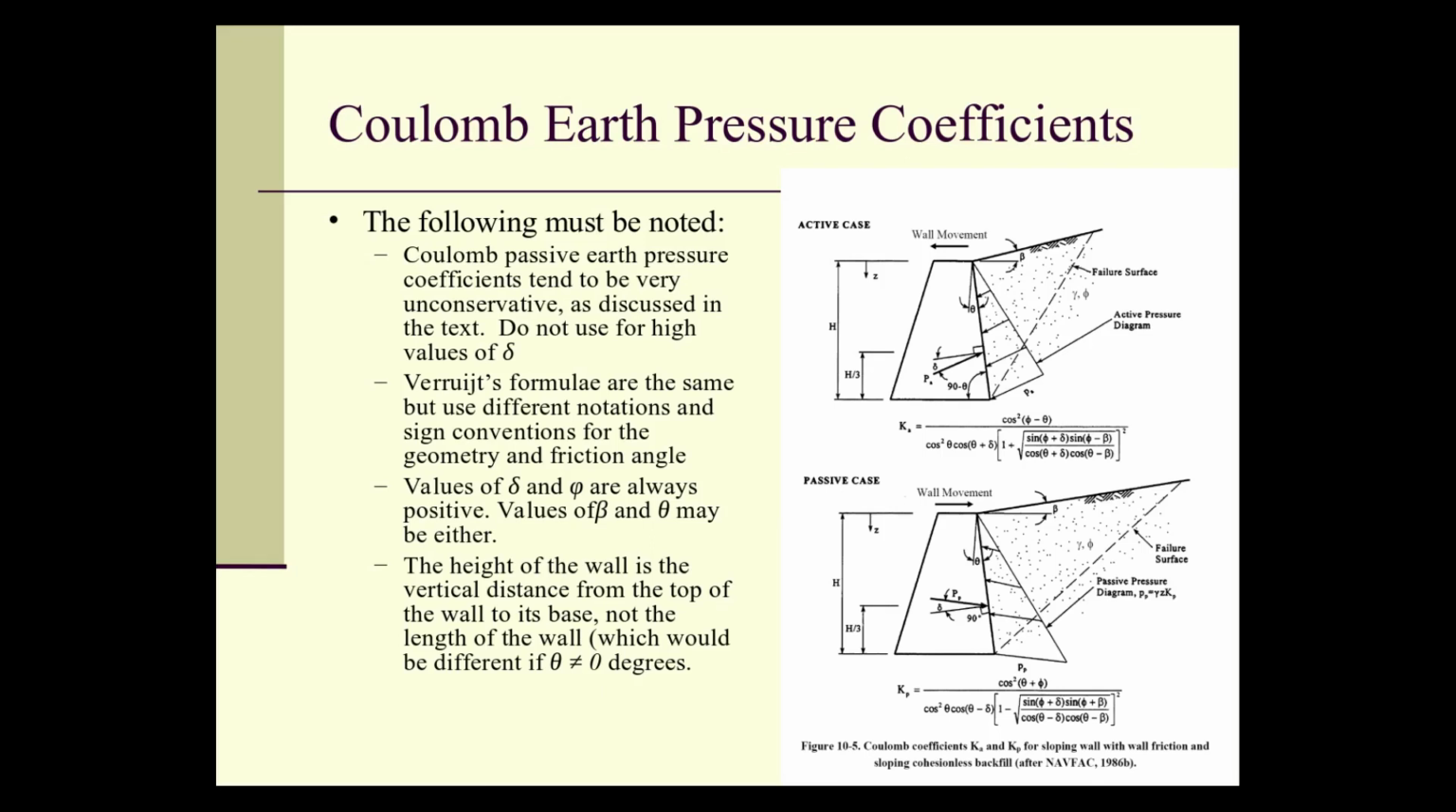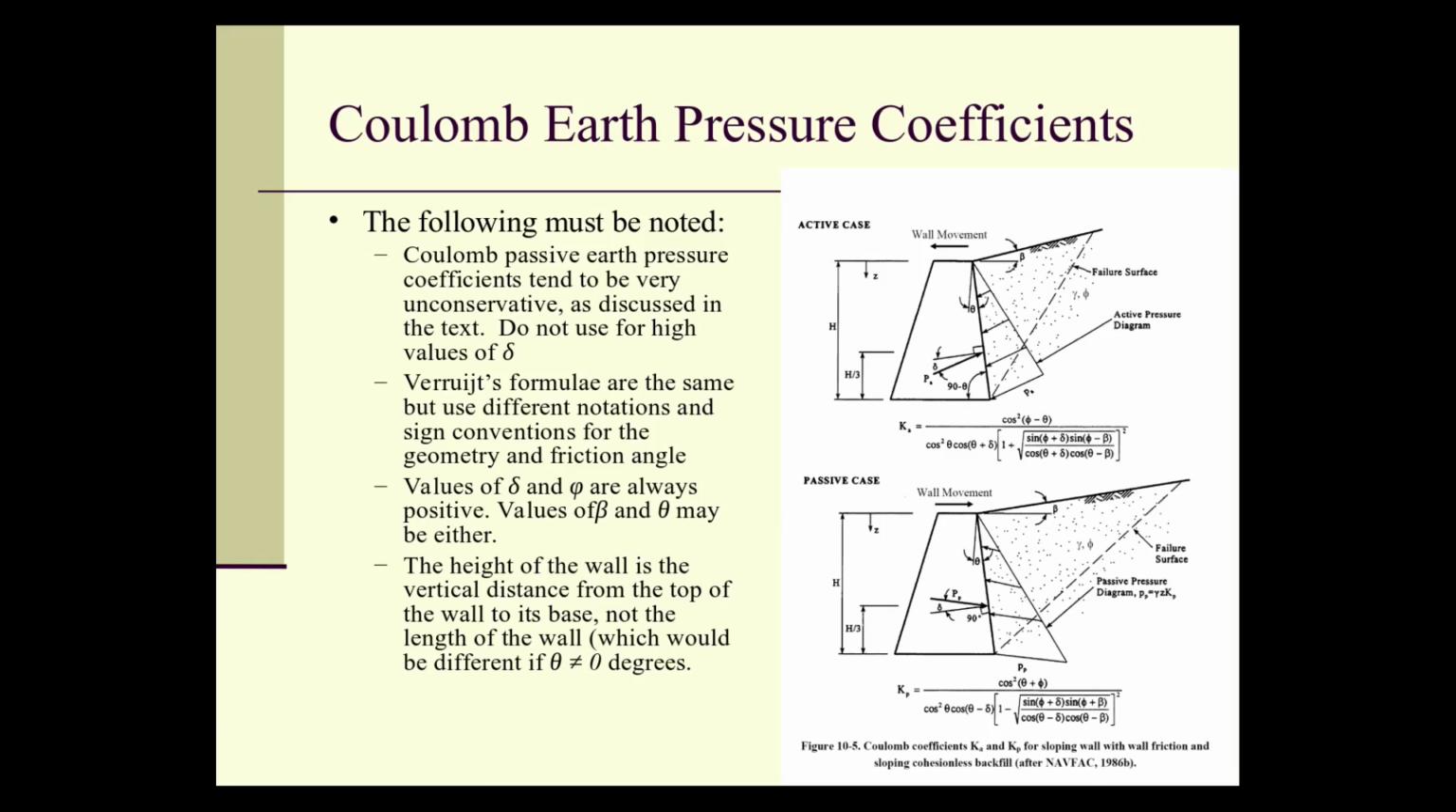Now, however, the most important thing I need to point out is the first one. Coulomb passive earth pressure coefficients tend to be very unconservative. Very unconservative. And in fact, one way of dealing with that, and one that's commonly used in the U.S., is the use of Coulomb for active and log spiral for passive. That's the AASHTO combination. That's a common way of getting around it. There are other ways of doing it. If you use Rankine overall, you don't have that, but it's more conservative.